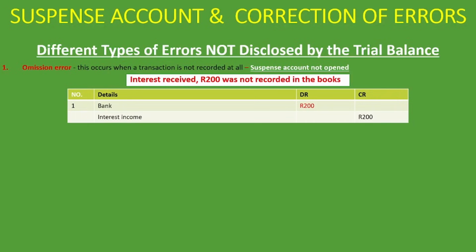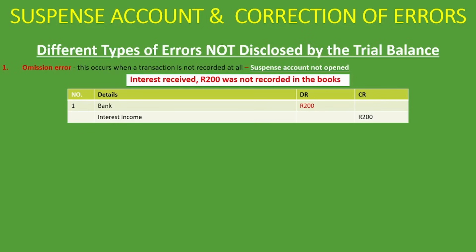Now, if this was easy enough for you, that means you understand your debits and your credits. But if you're confused as to why we debited and why we credited this, then chances are you've not looked at the lessons in the links in the description below. All right, so do check them out. So that is the first error that would be made.